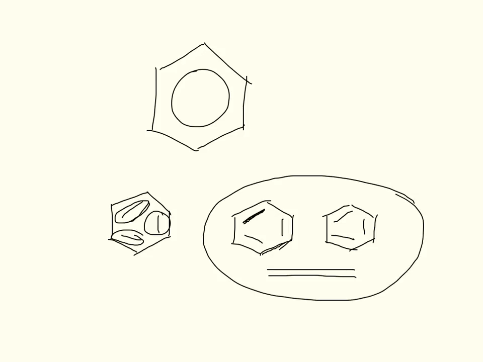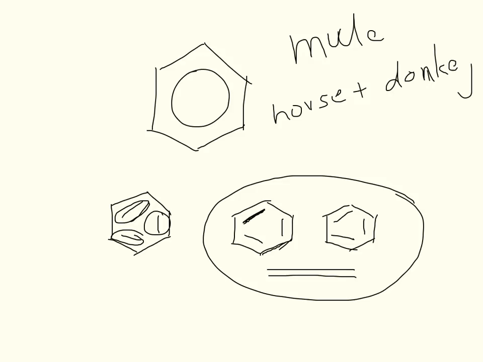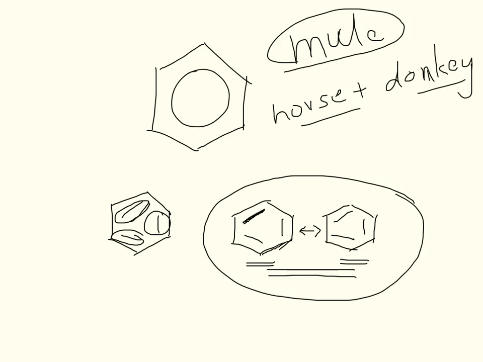This is like how we say that a mule is a hybrid between a horse and a donkey, right? So what does it mean when we say hybrid? It has characteristics of both. So a sample of benzene will have characteristics of this structure and this structure as well, and this resonance makes benzene very stable.